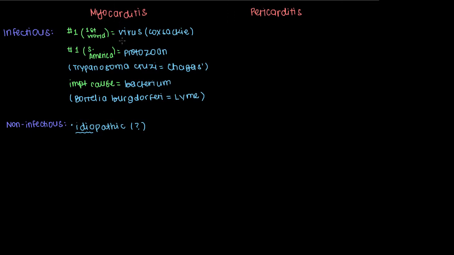But because a virus is so overwhelmingly the likely cause of myocarditis, some physicians will just chalk up idiopathic myocarditis to likely be viral in origin. So it's likely a viral myocarditis. In fact, some literature suggests that about 50% of all myocarditis is idiopathic, and that most likely just is viral.